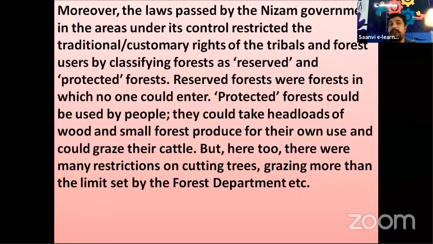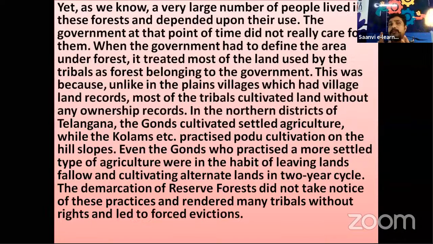And as we know, a very large number of people lived in this forest and depended upon its use. The government at that point of time did not really care for them. One more. When the government had to define the area under forest, it treated most of the land used by the tribal as forest belonging to the government. This was because, unlike in plain villages which had village land records, most of the tribal cultivated land without any ownership record. In the northern districts of Telangana, the Gonds cultivated settled agriculture, while the Kolams, etc., practiced Podu cultivation on the hill slopes. Even the Gonds, who practiced a more settled type of agriculture, were in the habit of leaving lands fallow and cultivating alternate land in a 2-year cycle.